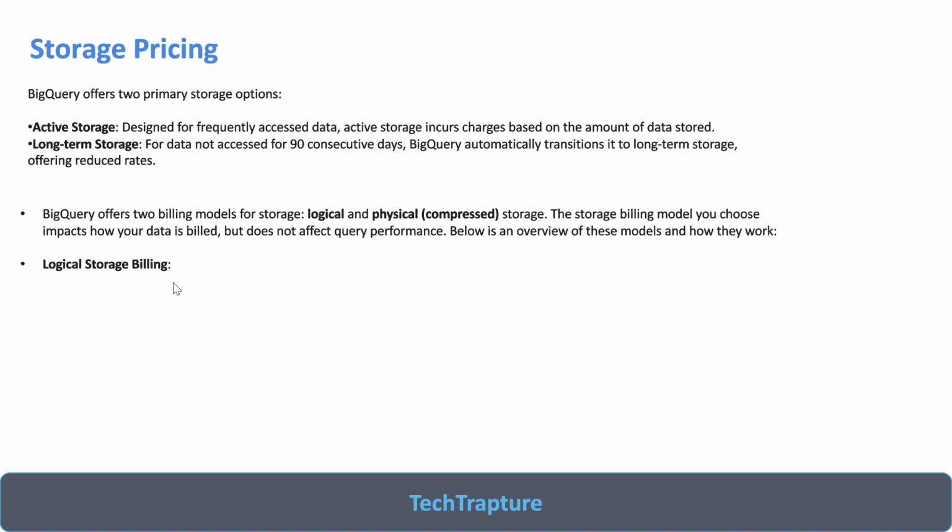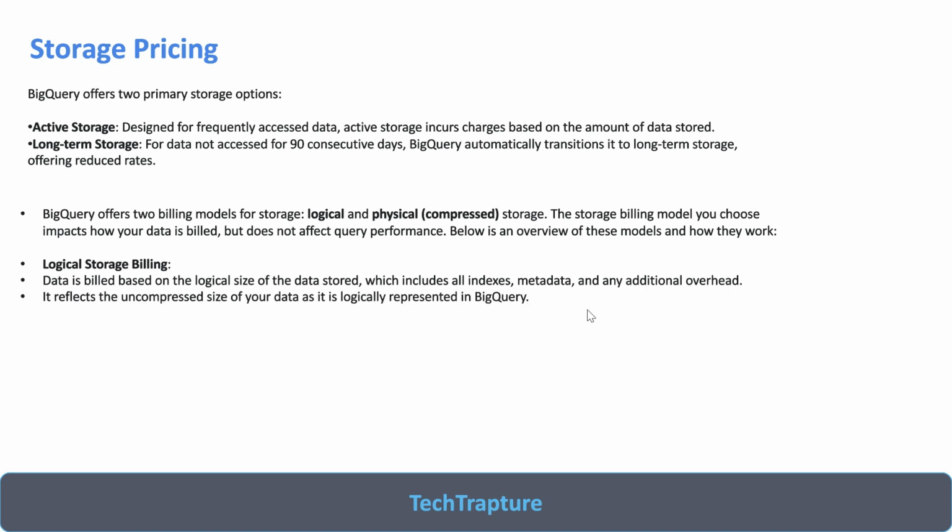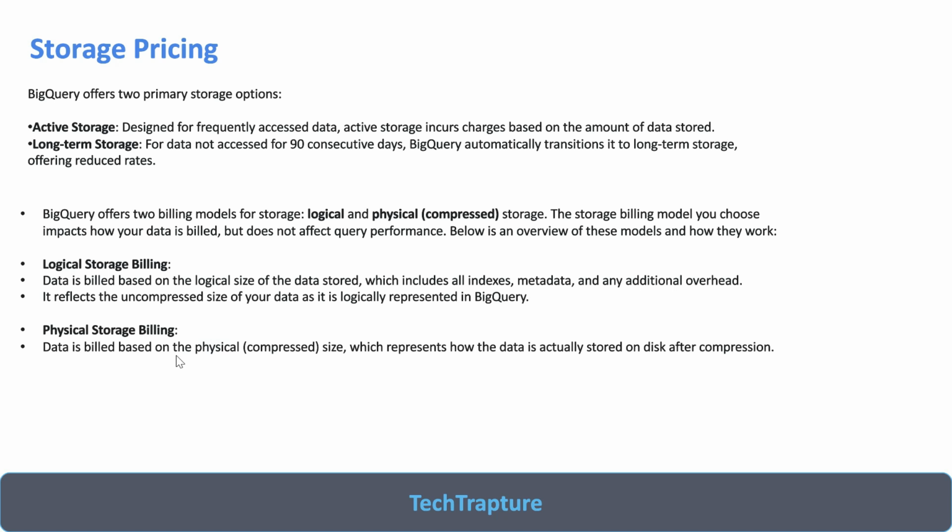But you can see for logical storage billing, data is billed based on the logical size of data. It includes indexes, metadata, and additional overhead. It reflects the uncompressed size of your data. It's logically represented in BigQuery, so it is kind of uncompressed data. In the physical storage billing model, data is billed based on the physical data, which is compressed and then stored on the disk after compression. This model may result in lower storage cost, but BigQuery uses compression techniques to reduce the physical size of the data. Definitely, let's say suppose your logical size is 1 GB, your physical size might be around 500 MB or 400 MB, because the data is compressed and then stored.